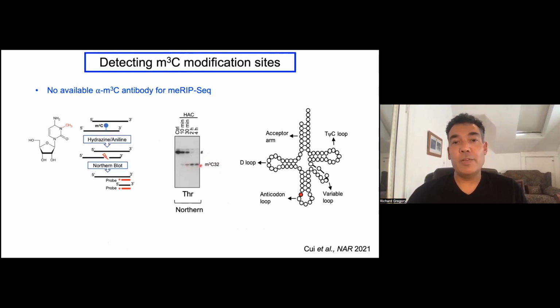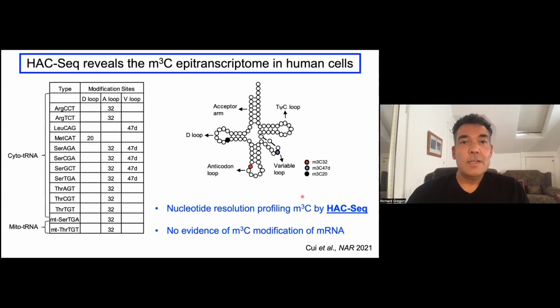The other thing you can appreciate is that this tRNA is almost stoichiometrically modified. There's almost a complete cleavage and conversion of the full-length tRNA into this cleavage fragment. And this, as I mentioned, occurs at the position 32 of the tRNA. So we call this method HAC-seq, hydrazine aniline cleavage seq. And we applied this in an unbiased way to comprehensively define the M3C epitranscriptome in human cells.